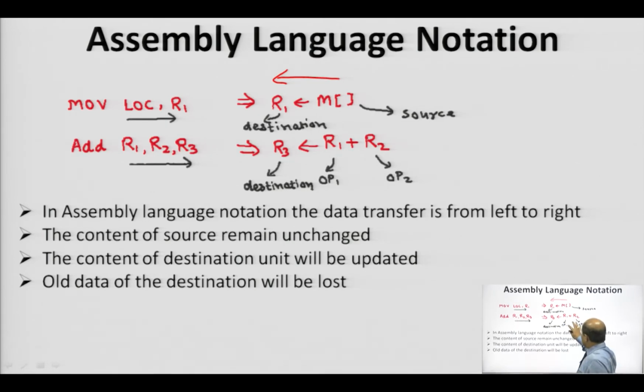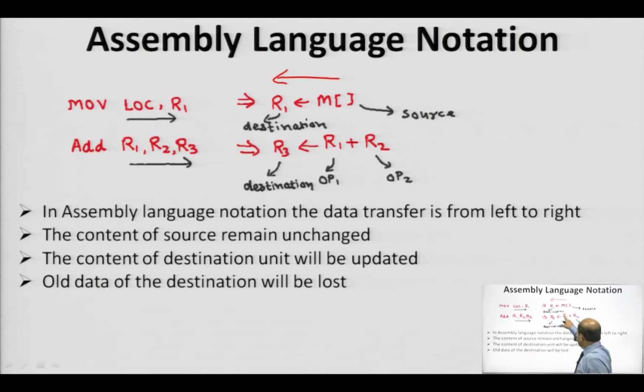So, what is happening in this case? There are two source registers. Two operands are required to perform this operation. We are actually adding the content of register R1 with the content of register R2 and storing the result in R3. So, R3 will be the destination, and R1 and R2 are the two source registers.